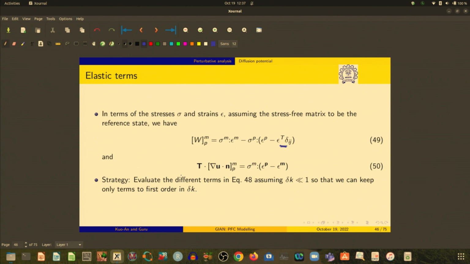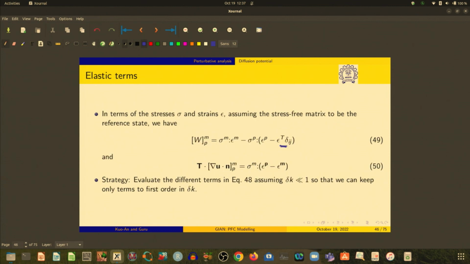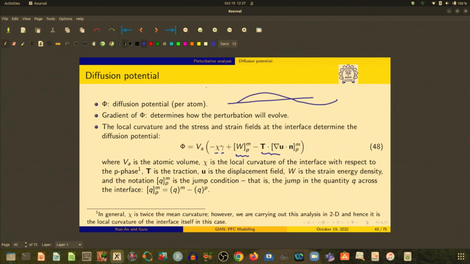Okay. Now, the strategy is to evaluate the different terms in this diffusion potential by assuming a perturbed interface and to first order. Why? Because we are going to assume that the delta k is far less than 1. K is basically 2 pi by lambda. So, delta is basically amplitude of the disturbance I am putting, and I am considering the wavelength, and compared to that wavelength this perturbation is very small, that is all the assumption I am making. So, delta is small is basically what I am looking at. So, what do we need to do? So, for the perturbed interface, what was my perturbation description? It is delta h by 2 plus delta cos kx, right.